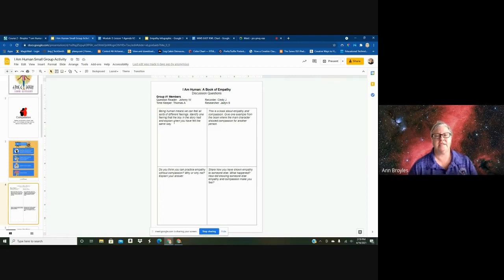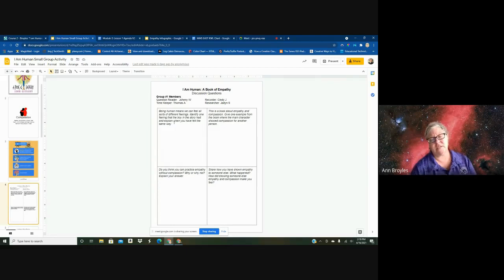So the first one is, being human means we can feel all sorts of different feelings. Identify one feeling that the boy in the story had and explain when you have felt the same way. Then we have, this is a book about empathy and compassion. Give one example from the book where the main character showed compassion for another person. And then the next question is, do you think you can practice empathy without compassion? Why or why not? Explain your answer.